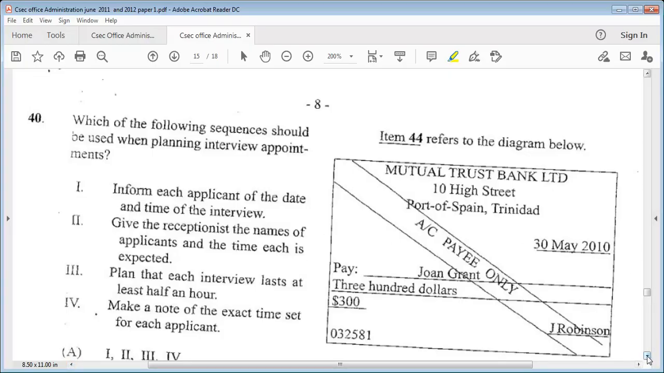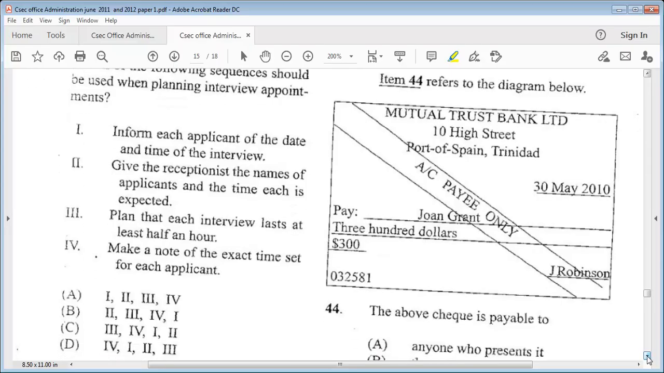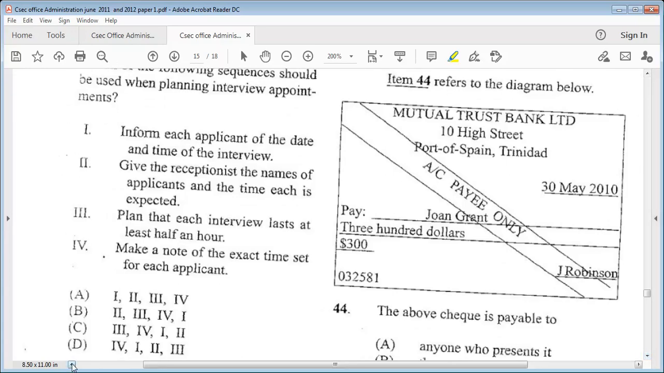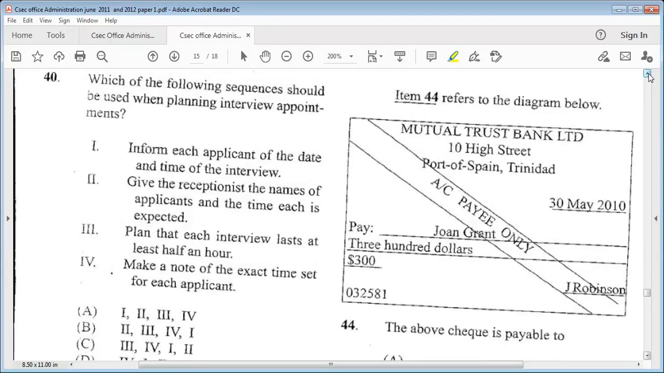So here are the option answers. Is it A, 1, 2, 3, and 4? Is it B, 2, 3, 4, 1? Or is it C, 3, 4, 1, 2? Or is it D, 4, 1, 2, 3? So what would be your answer here? Remember the question, which of the following sequences should be used when planning interview appointments?